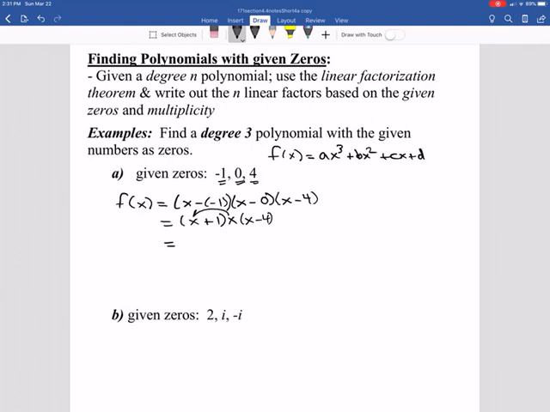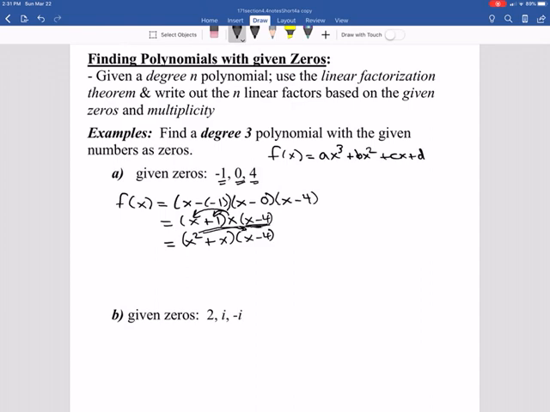I'll multiply the x with the x plus 1. x times x is x squared. x times 1 is 1x. As we multiply the first two linear factors together. And then we still got to multiply it with x minus 4. So let's go ahead and do that. So we go ahead and distribute.